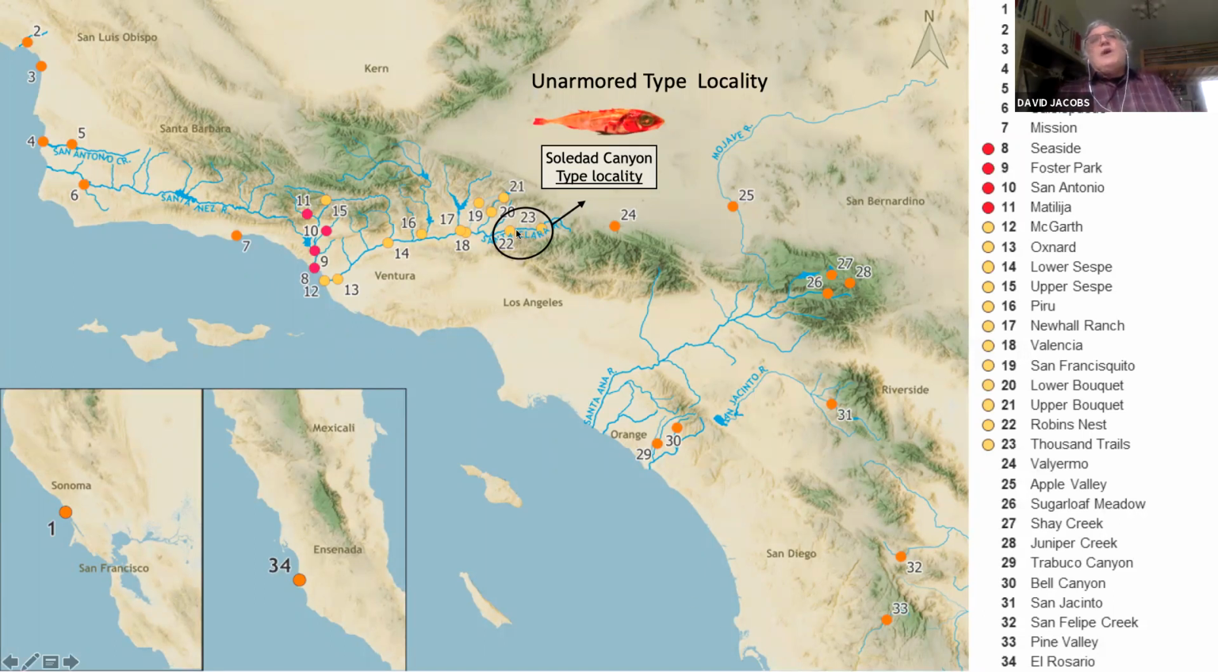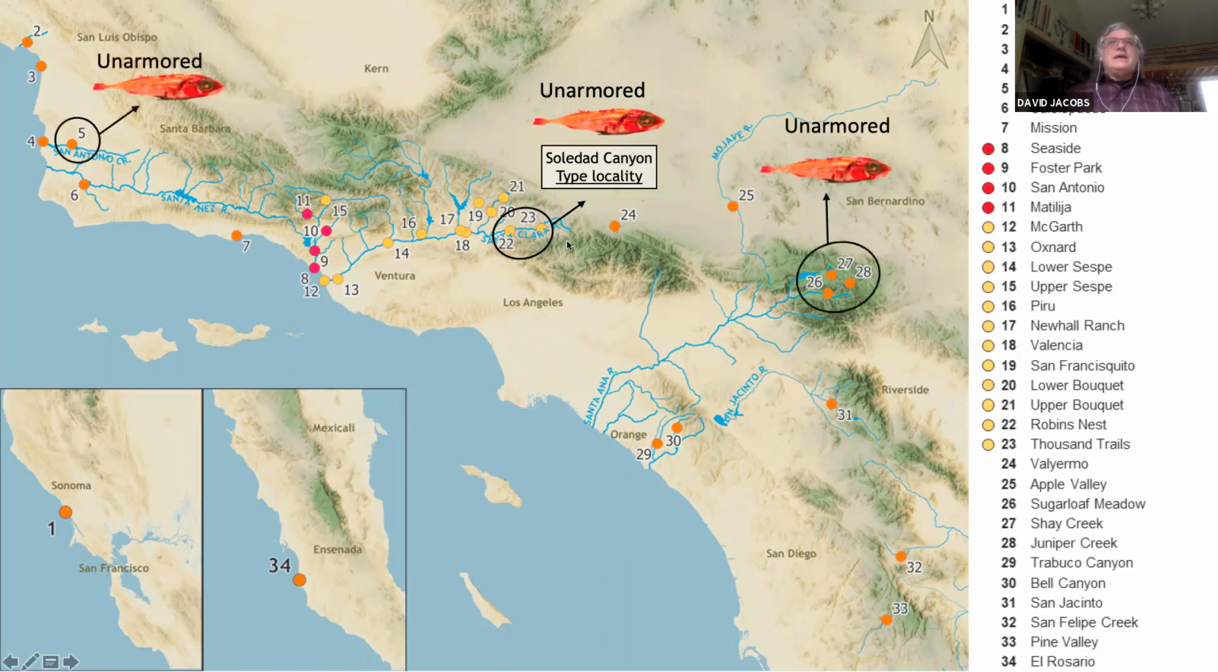And what we find is that here's the type locality of this Williamsoni unarmored form. But it turns out that unarmored fish are also found at these other locations. So this is sort of interesting. They're all upstream locations, in this case on the top of the San Bernardino Mountains. But this is a very complicated situation, and the U.S. Fish and Wildlife Service is interested in trying to understand this better to better preserve this endangered taxon.